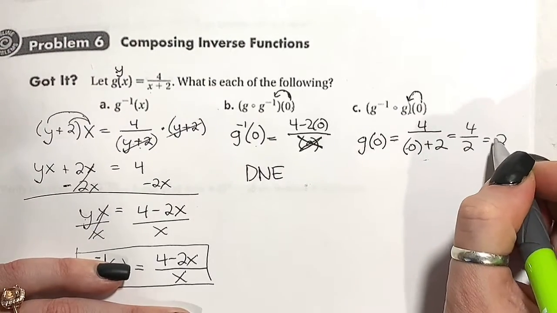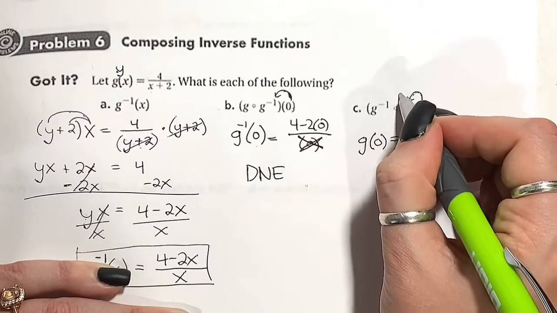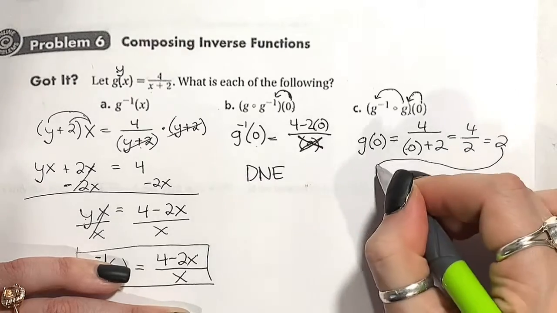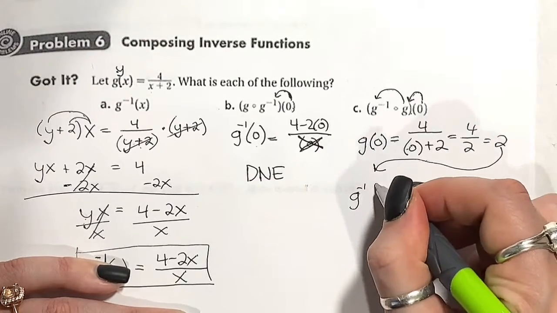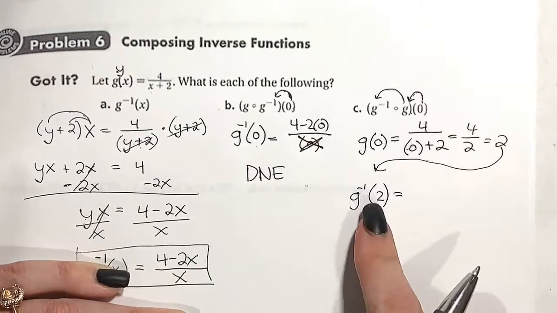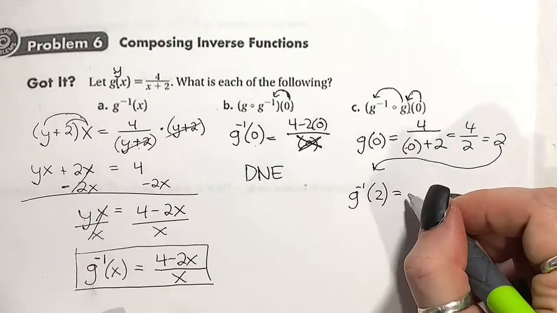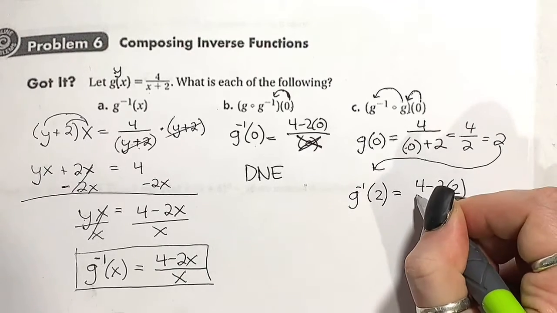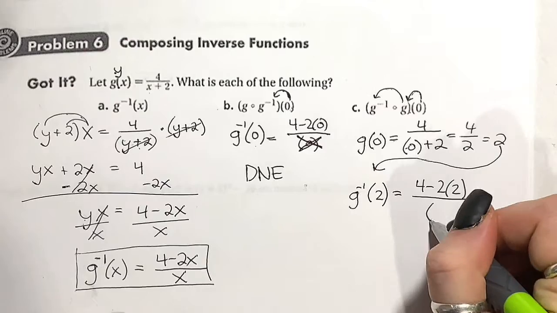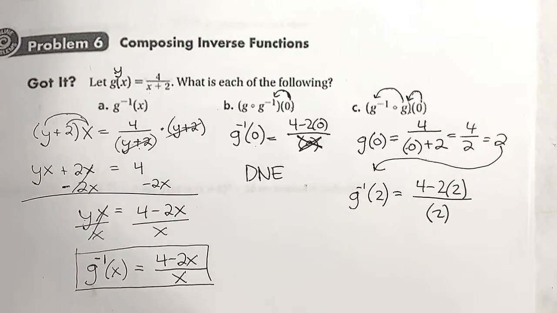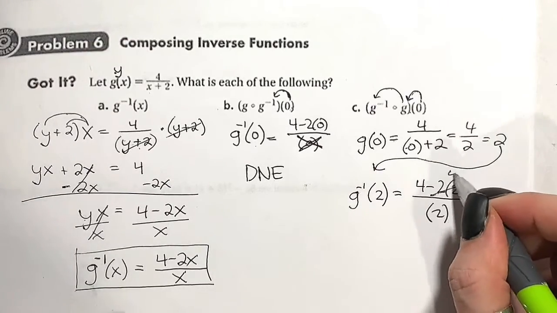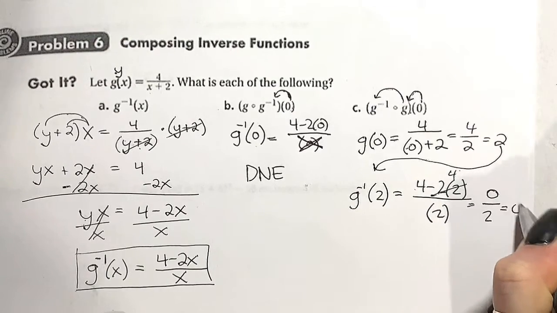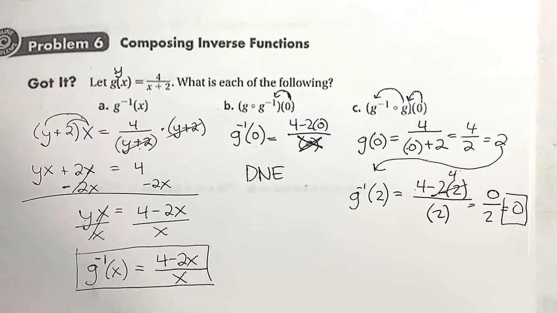So once we get this answer, we plug that into G. Now we're plugging 2 into our inverse. So I'm going to take 2 and plug it into the inverse of G. I'm going to have 4 minus 2x, but instead of x, we're plugging 2 in, over x, which is 2. And then we're going to simplify. Well, 2 times 2 is 4. 4 minus 4 is 0. 0 divided by 2 is just 0. So that would be our answer.